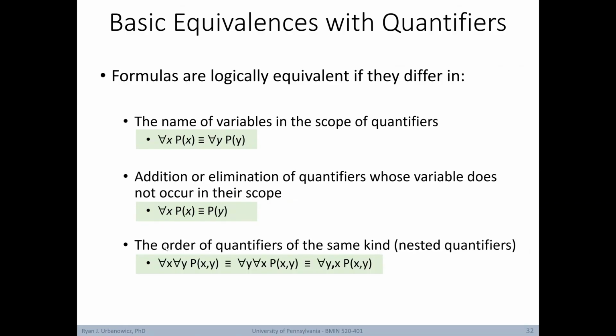Formulas are also logically equivalent if they differ in the order of quantifiers of the same kind. In other words, nested quantifiers. Here we have 2 universal quantifiers attached to x and y, and p of xy. This is equivalent to universal quantifier y, universal quantifier x, p of xy. This can also be written using a single universal quantifier and y, x, or x, y.